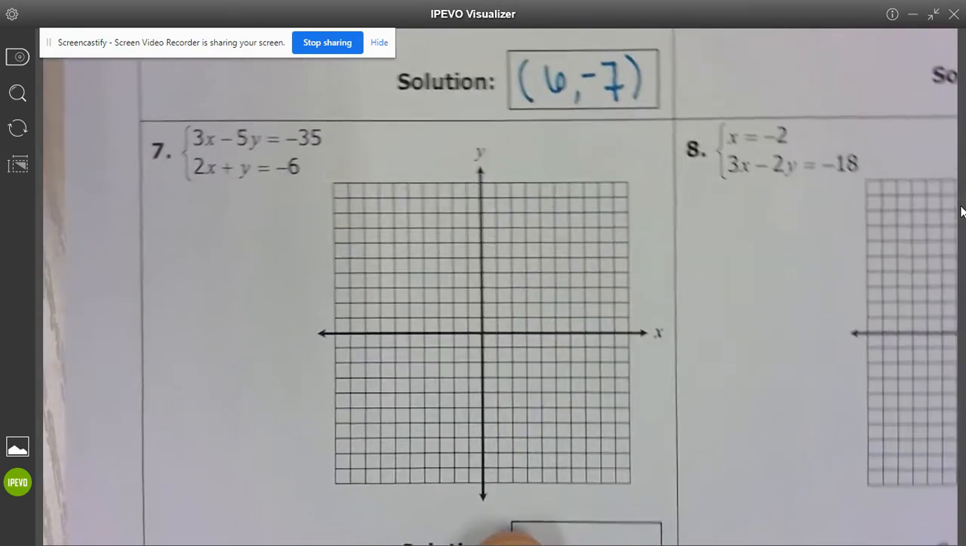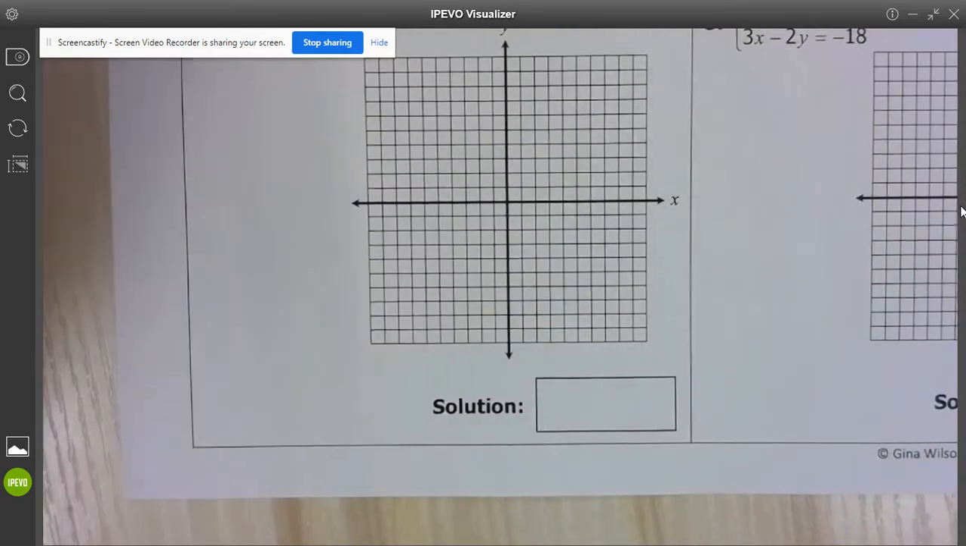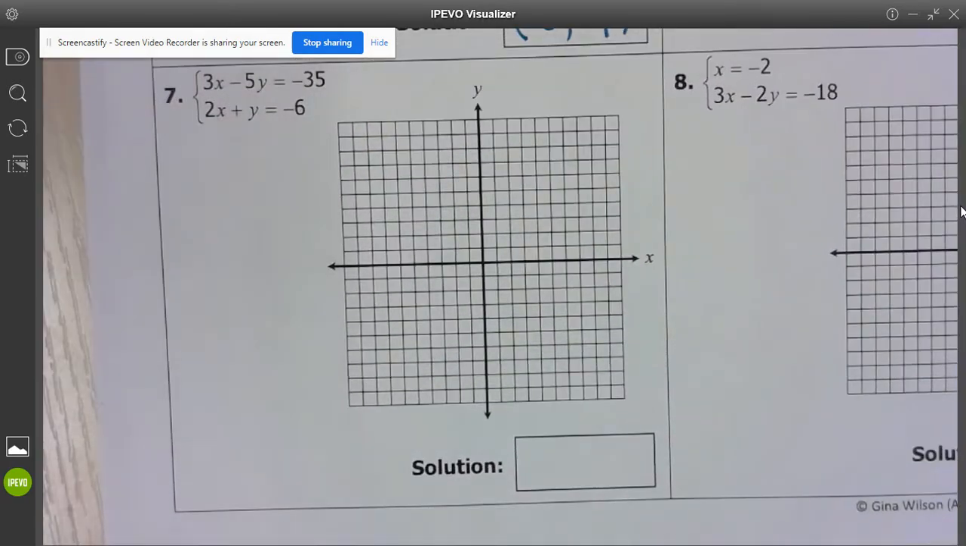All right, we're going to do number 7, and then we're going to look at number 8, and then we will be done. And the reason I want to talk about number 7 really quick is only because number 7, you do not have to turn into slope-intercept form. I'm going to show you why. Actually, that's not true. You do have to turn it into slope-intercept form. Sorry.